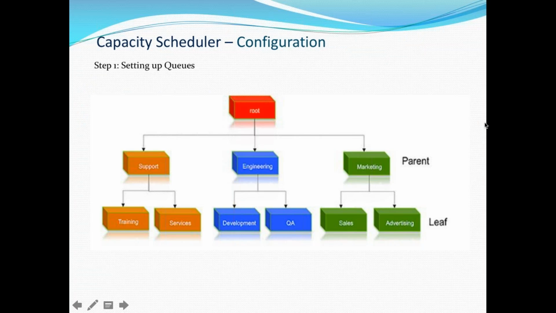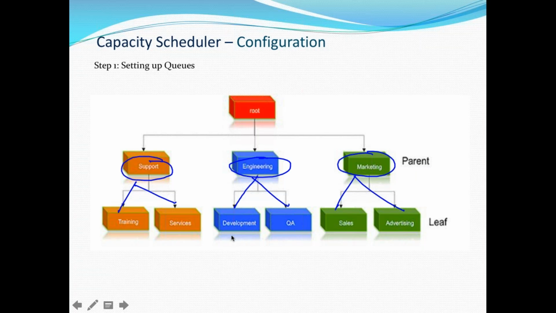And this is, for example, we want to configure, and this is where we are going to take up this example. I will say that we have three organizations: support organization, engineering organization, marketing organization. Under support, we have training and services; engineering, development and QA; marketing, sales and advertisement. So these are my parent queues. Under parent, I have a leaf queue.